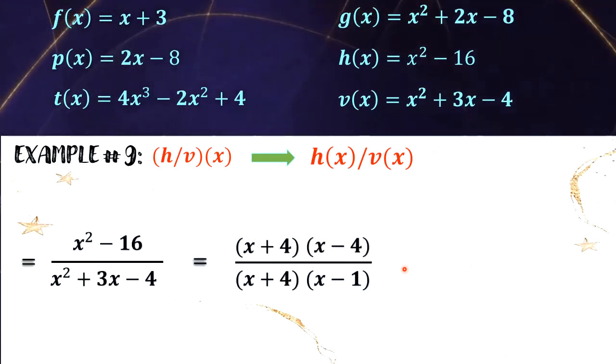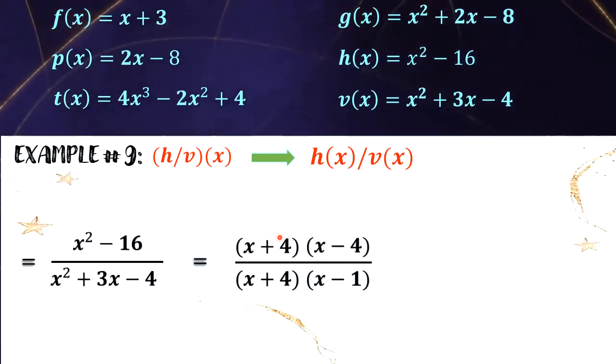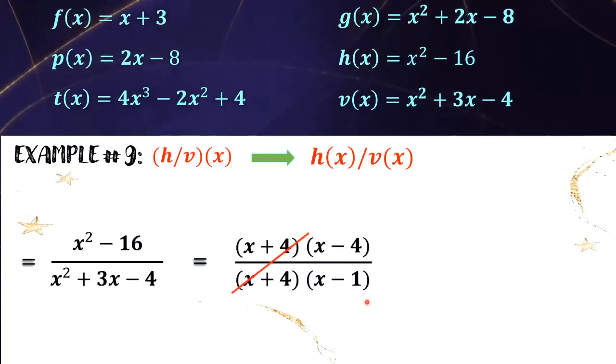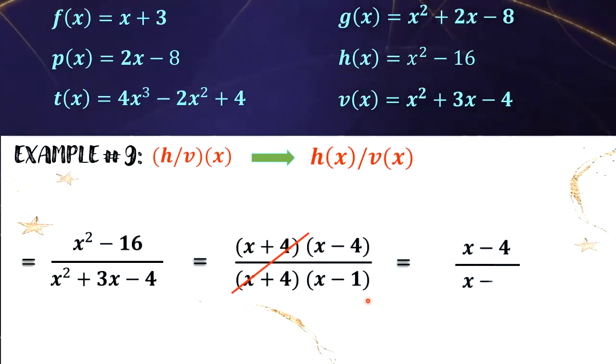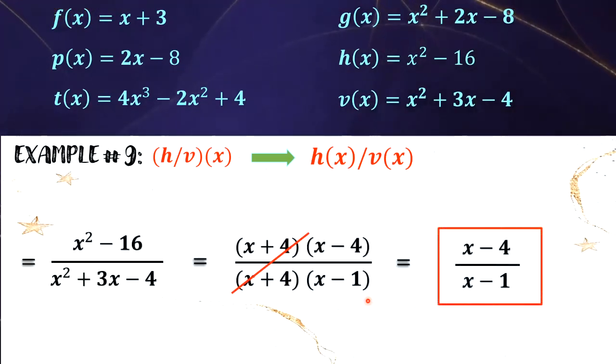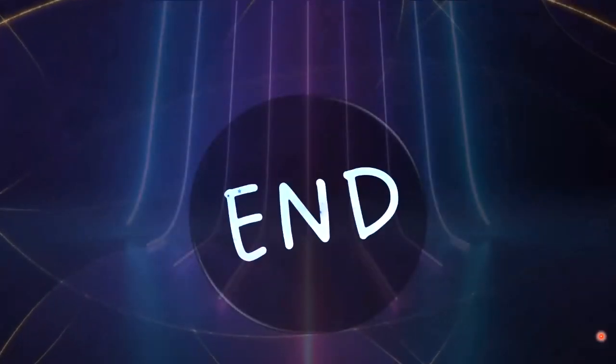Naabay possible ma-cancel out? Yes, this one, x plus 4. So, the result would be x minus 4 divided by x minus 1. And that ends our lesson about operations on function.